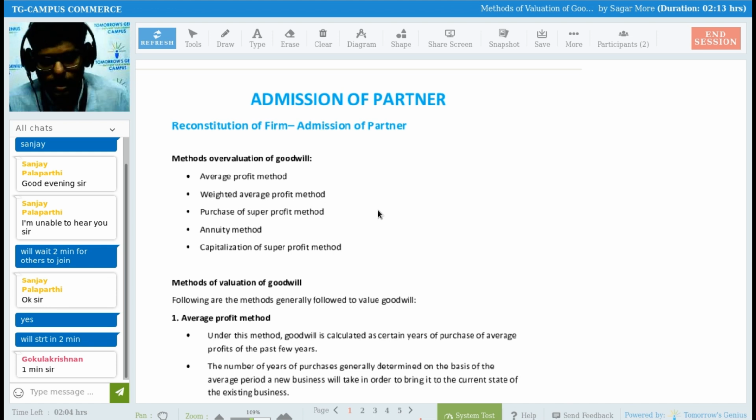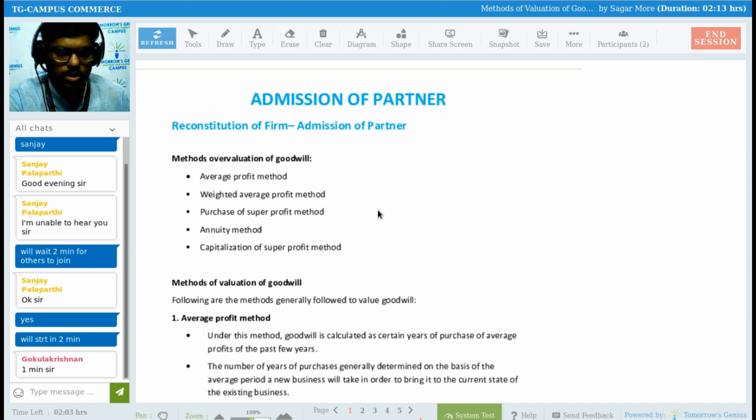right? So goodwill is an intangible asset. Goodwill is nothing but the name, fame and reputation of the business, right? So the value of the name, fame and reputation of your business in terms of rupees is nothing but goodwill, right? So we are here to calculate the goodwill of the business, and there are different methods available by which we have to calculate the goodwill of the business.